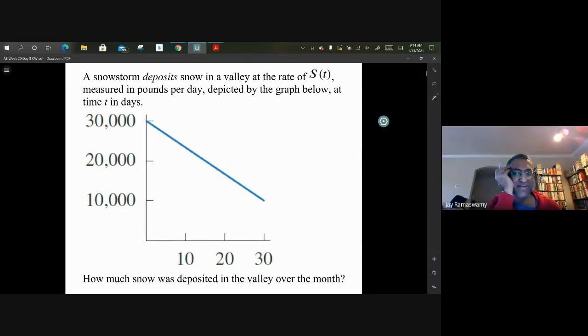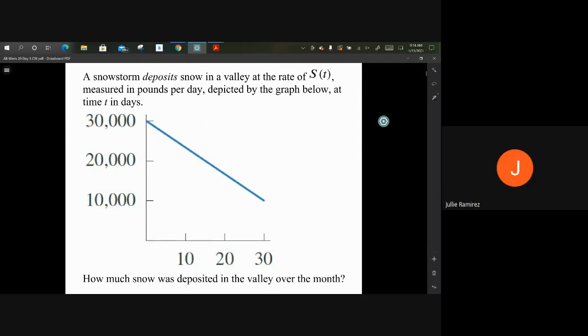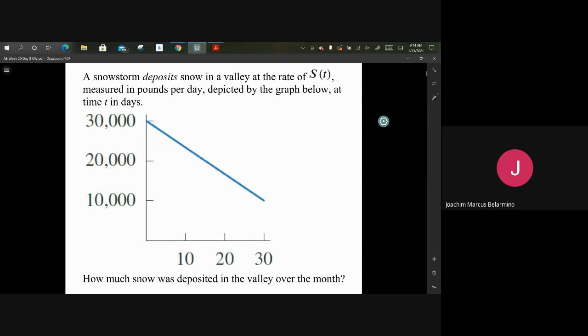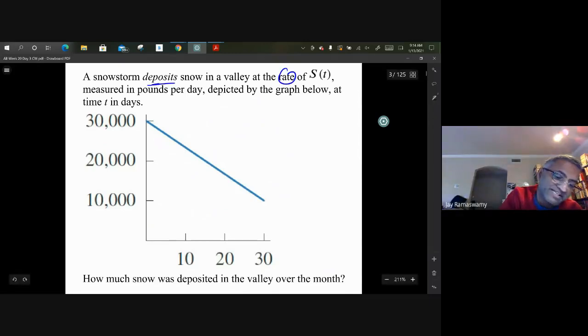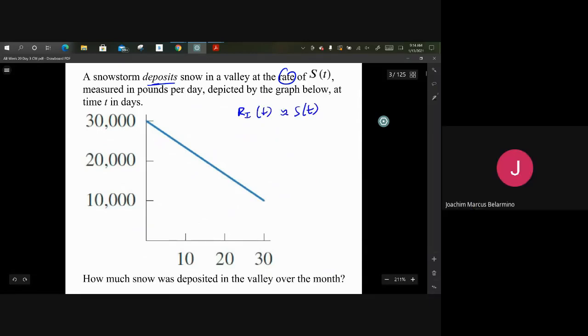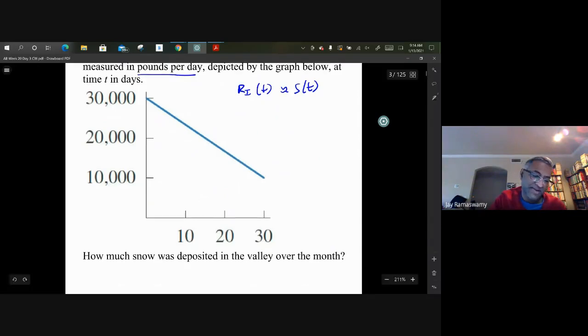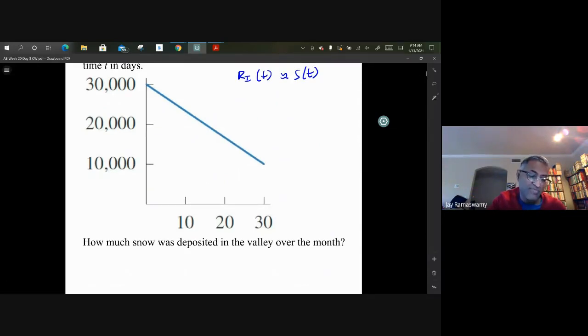In. Observe the context. A snowstorm deposits snow in a valley at the rate of s of t. So is that the rate in function? It says rate of s of t and deposit, so that's the rate in function. So make a note. Rate in is basically s of t. Measured in pounds per day. Write that down. Depicted by the graph below. And the question says, how much snow was deposited in the valley over a month?